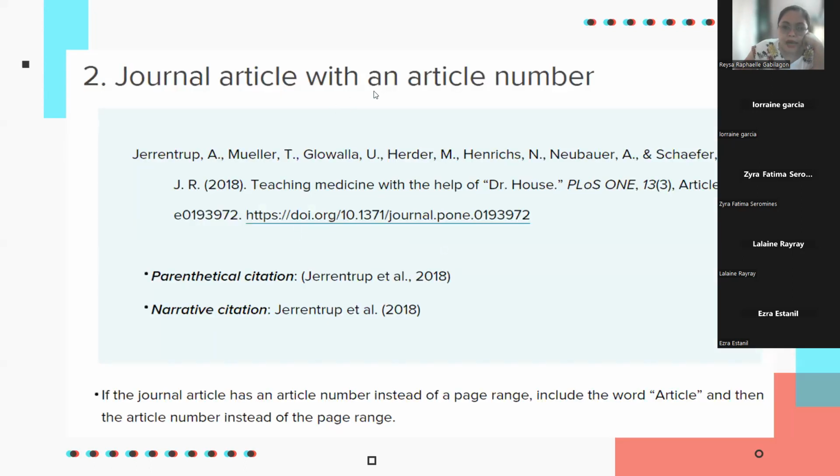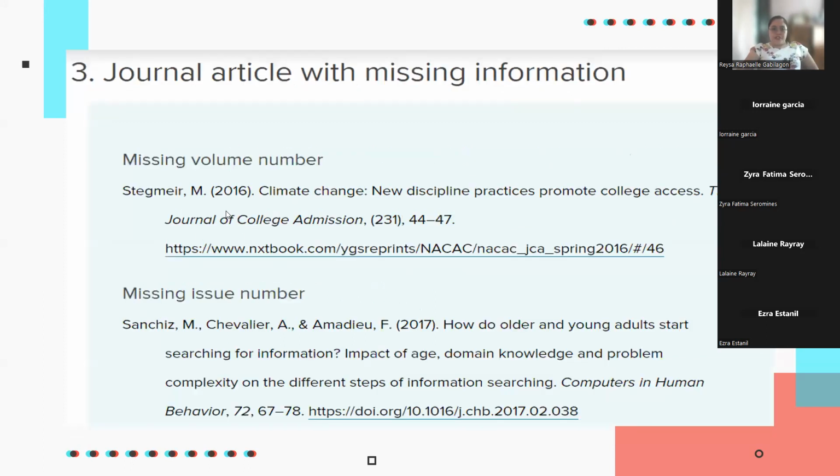Now, pag walang page number pero may article number class, the same format yan siya. Name, year of publication, title of the article, journal name, issue number, volume number, but instead of the page number, you may write the article number. Okay? Using the word article and then followed by the number. Ganun pa rin naman. Palitan lang ng article number yung page number.